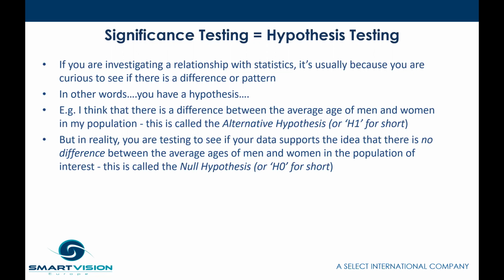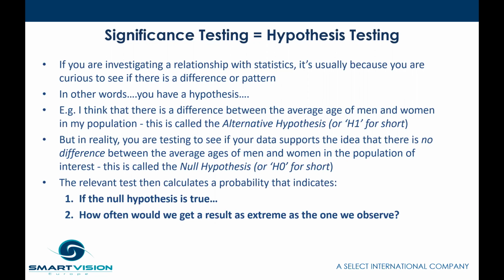But in reality, the p-value is focused on the null hypothesis. The null hypothesis is the idea that your data supports there being no difference between the average ages of men and women in the population. They're exactly the same. In other words, H0 is always the opposite of H1. And the p-value is always focused on the null hypothesis. In fact, the p-value has nothing to say about the alternative hypothesis. The alternative hypothesis is just a reference point. The p-value has nothing to say about it whatsoever. It focuses entirely upon H0.